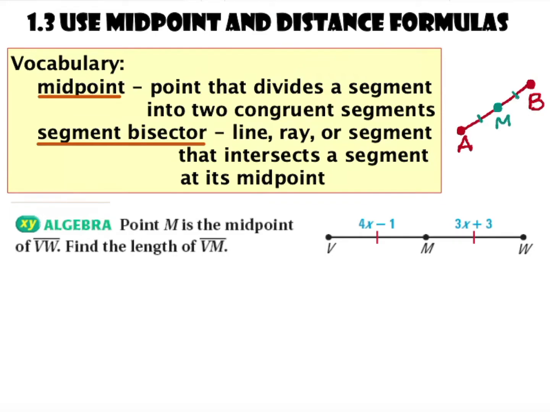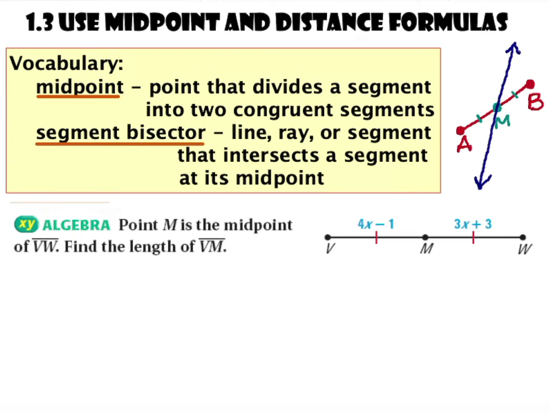It's a midpoint. A segment bisector is kind of the same idea. It's a line, a ray, or a segment that intersects another segment at its midpoint. So if we had segment AB here, maybe I would draw a line that goes through the midpoint. That line would be considered a segment bisector. Bisect sort of means to cut in half. And so that line cuts segment AB in half.